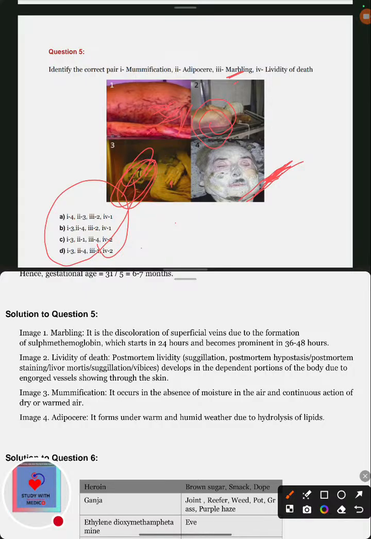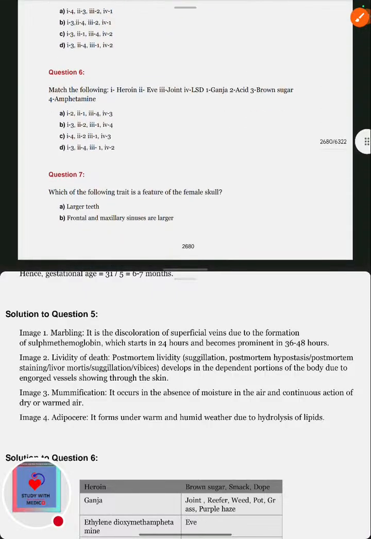This is postmortem lividity, also called postmortem staining or hypostasis. This is in the dependent portions of the body due to engorged vessels showing through the skin. Mummification occurs due to absence of moisture and continuous action of dry and warm air. Adipocere forms under warm and humid weather due to hydrolysis of lipids.